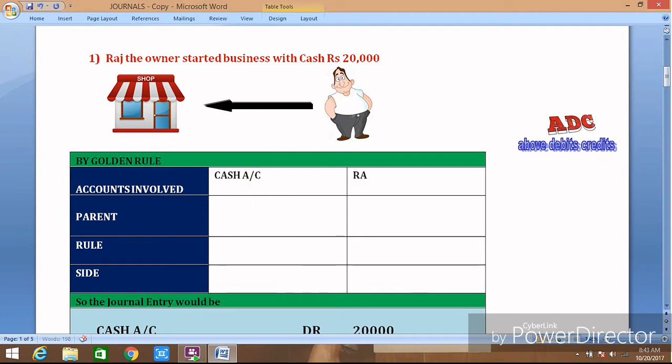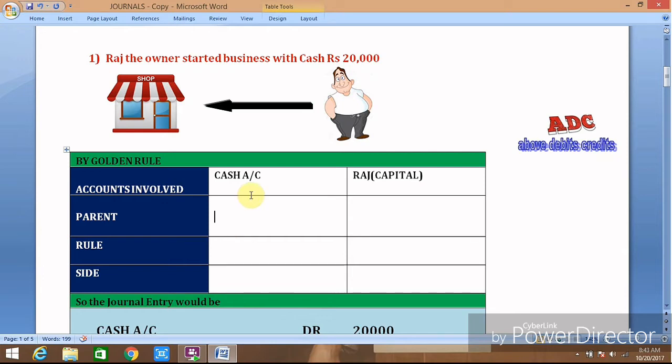and the Raj account. Now Raj account, being a personal account and being an insider, can also be regarded as a capital account, because any personal account of the insider or the owner is also regarded as a capital account. Under golden rules, we classify accounts under three categories as discussed earlier in my first video: the real account, the personal account, and of course the nominal account.